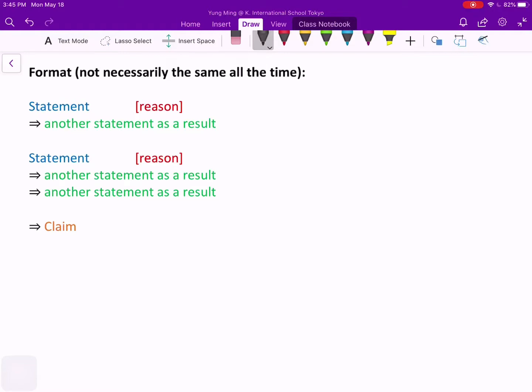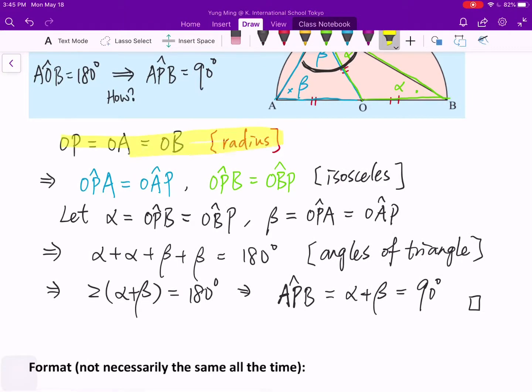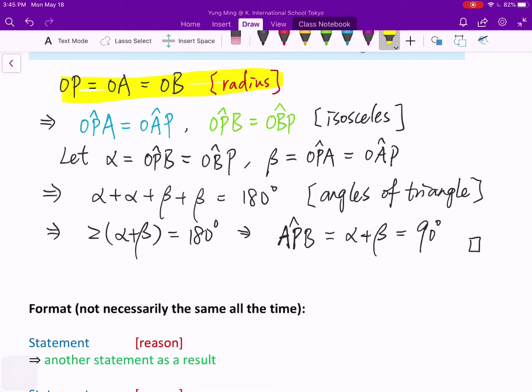So you'll start with some statement that you're trying to claim something. For example, in the previous example at the very beginning, I'm claiming that OP equals OA equals OB. So that's my first claim. And then you see that I'm giving a reason in the square bracket. Usually, followed by that claim, you will be able to have some other statements as a result.